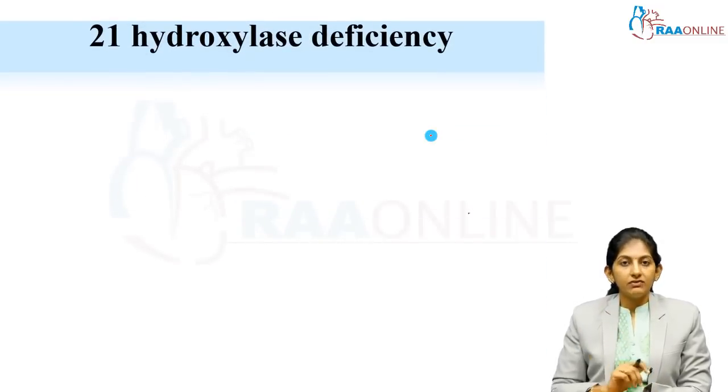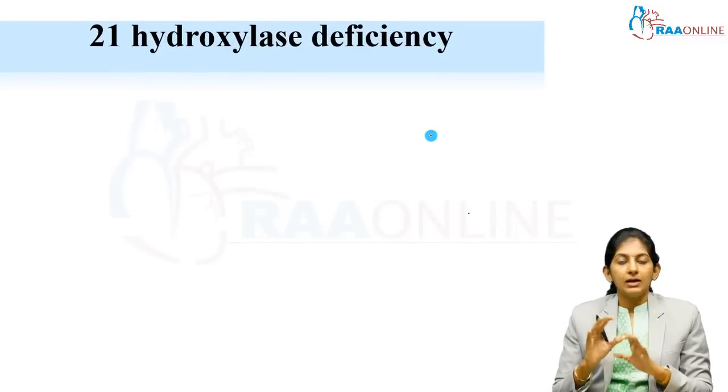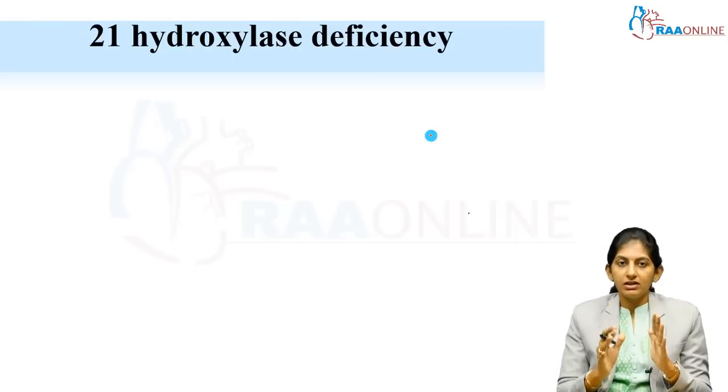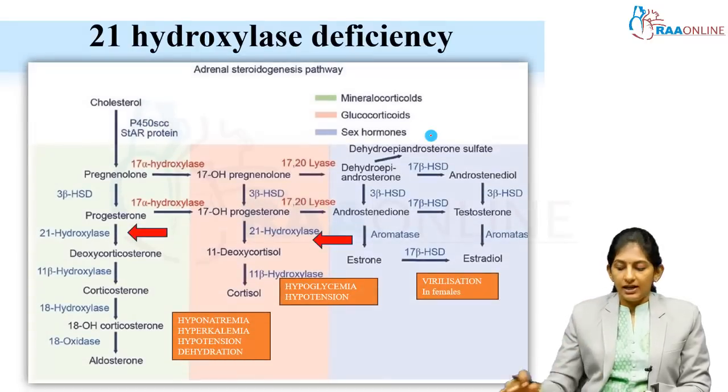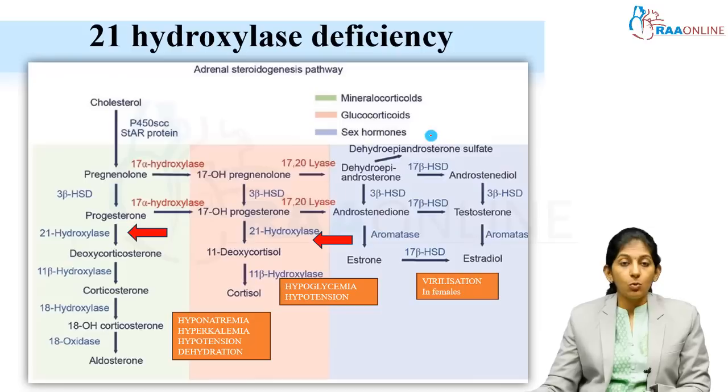In 21 hydroxylase deficiency, you would have heard there are 2 types, classical and non-classical, isn't it? So how do we differentiate both, we will see, and I am going to come back to the steroidogenesis pathway and explain to you what will happen when there is 21 hydroxylase deficiency.